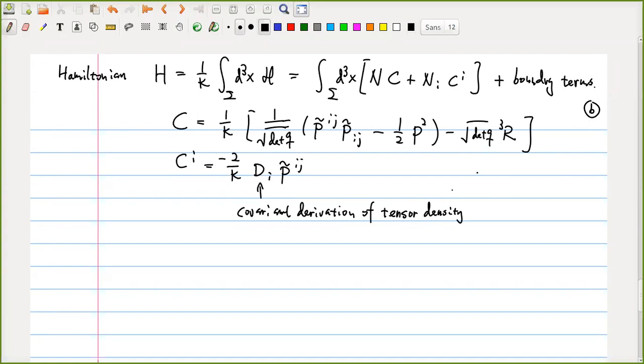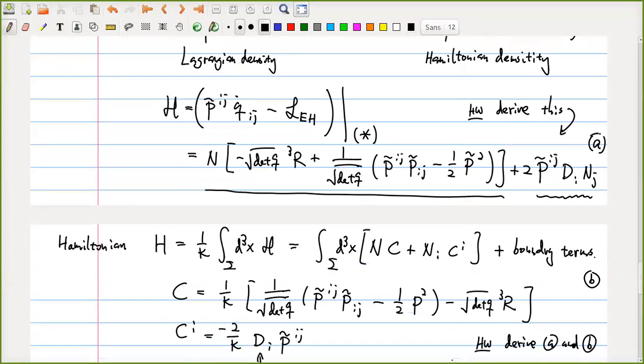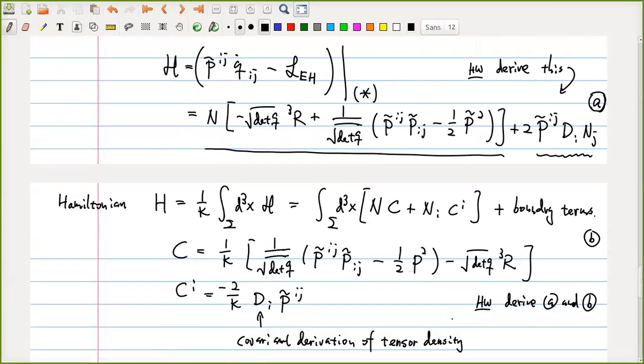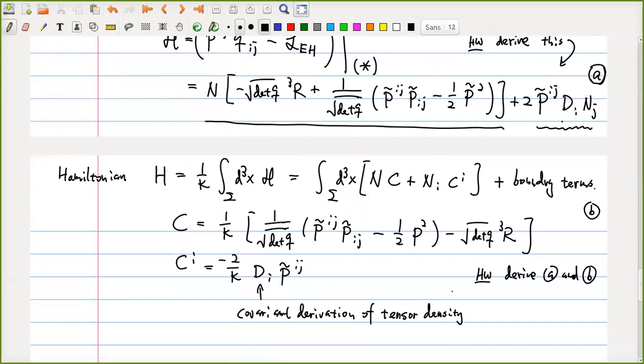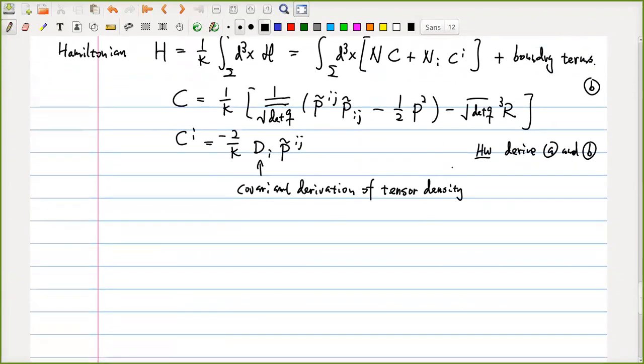So the homework is to derive both A and B, these two formulas. And in the derivation from A to B, which involves integration by parts, moving D_i from n to p, you will see the explicit formula for this covariant derivative if you do it rigorously.